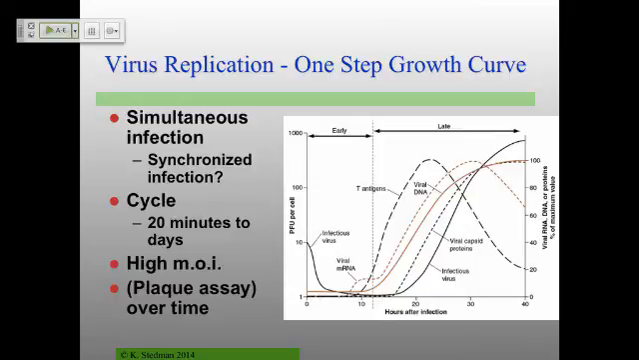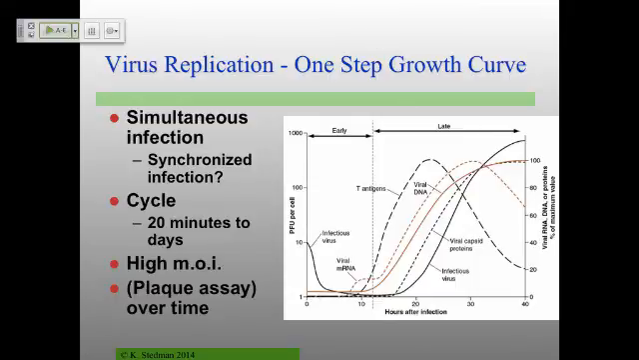And that brings us to the whole concept of the one-step growth curve. Basically, all that this is, is a synchronized infection where you have infectious virus particles, multiple particles. You infect the cells. You try and get all of the cells infected as close to the same time as you can. And then you just wait for that replication process to go through.